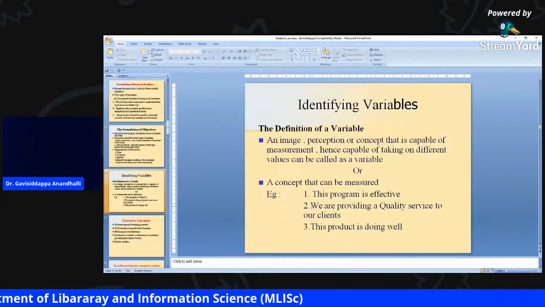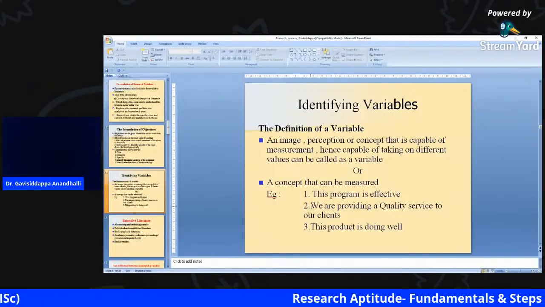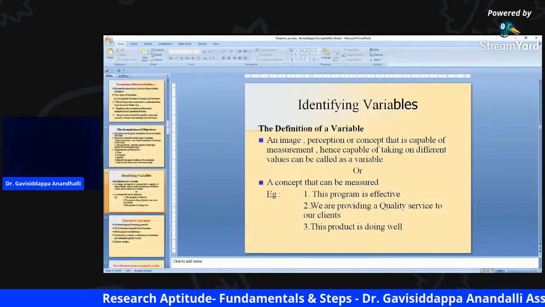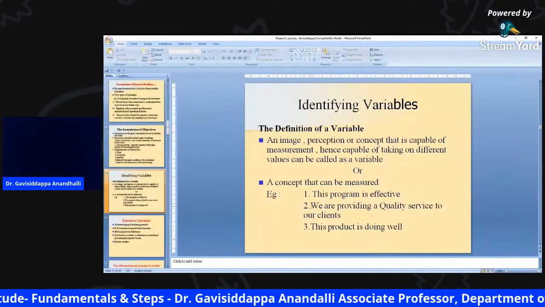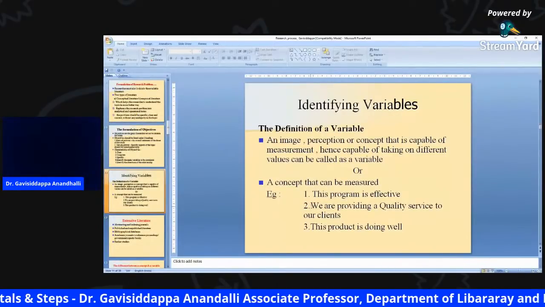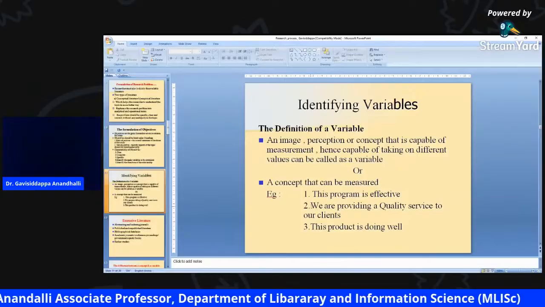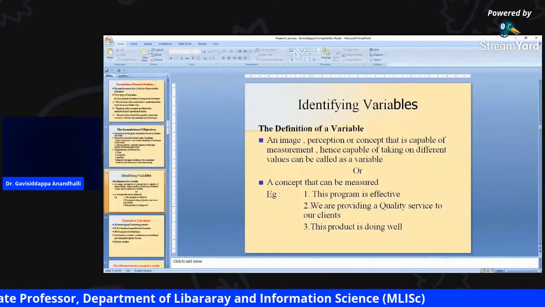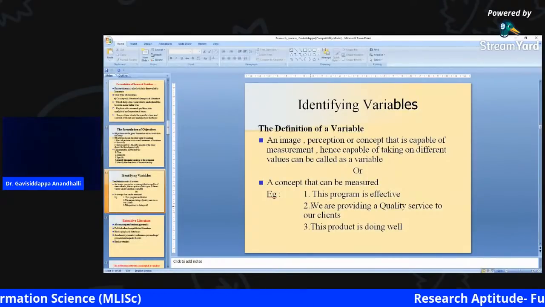So the next step is to identify the variable. Most importantly, in most cases in social science, or in science, or in commerce, or in most studies, each research topic usually contains a core variable, or an independent variable, or a dependent variable. So let us know what a variable is, and what the role of the variable is. Let us define the variable.